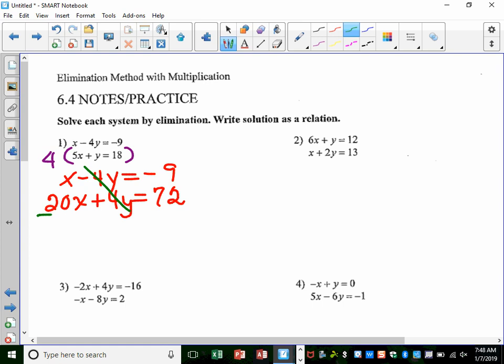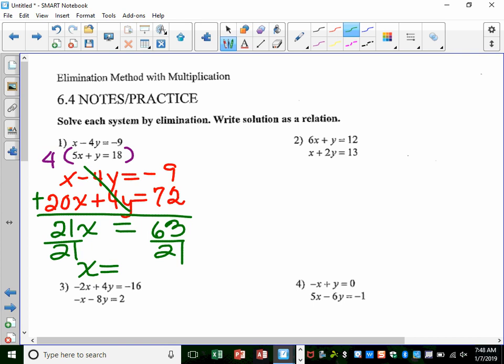So now we have our elimination process. So we'll just combine these by adding. So this will give me 21x equals, what will this give me over here? 63. Divide by 21. So what is the value of x? 3.